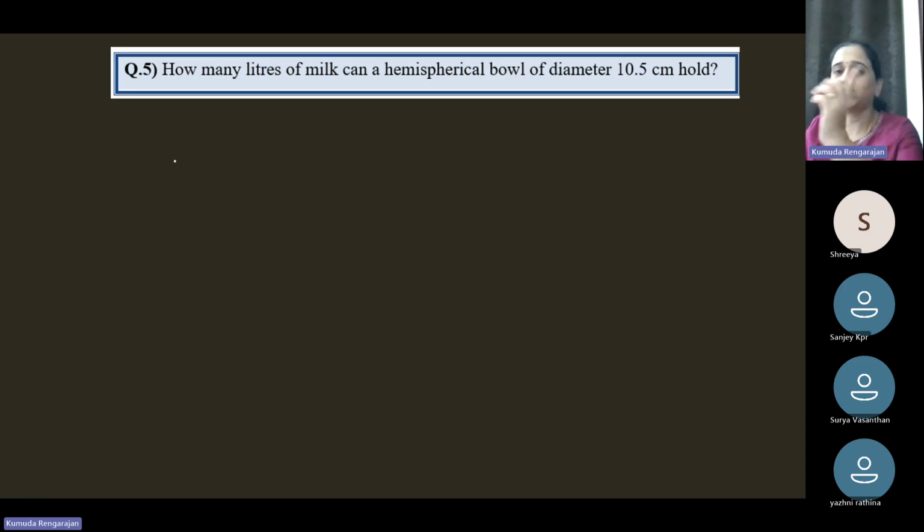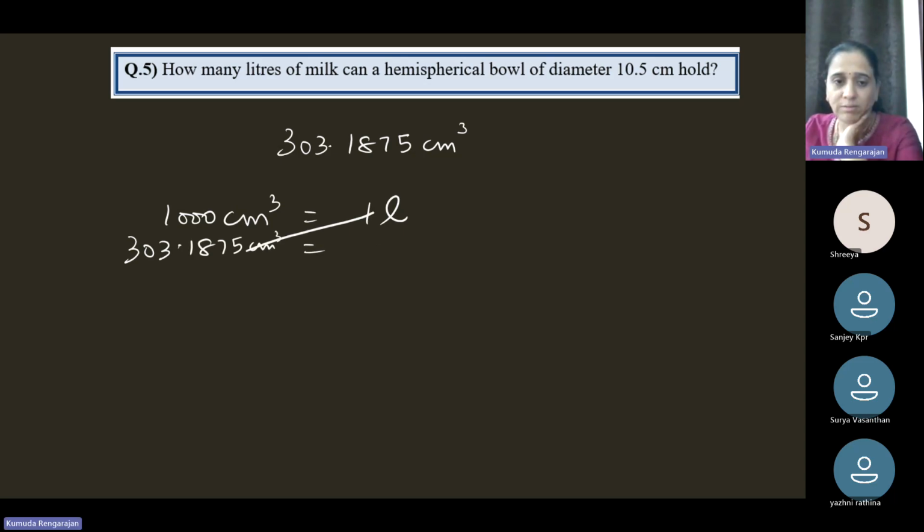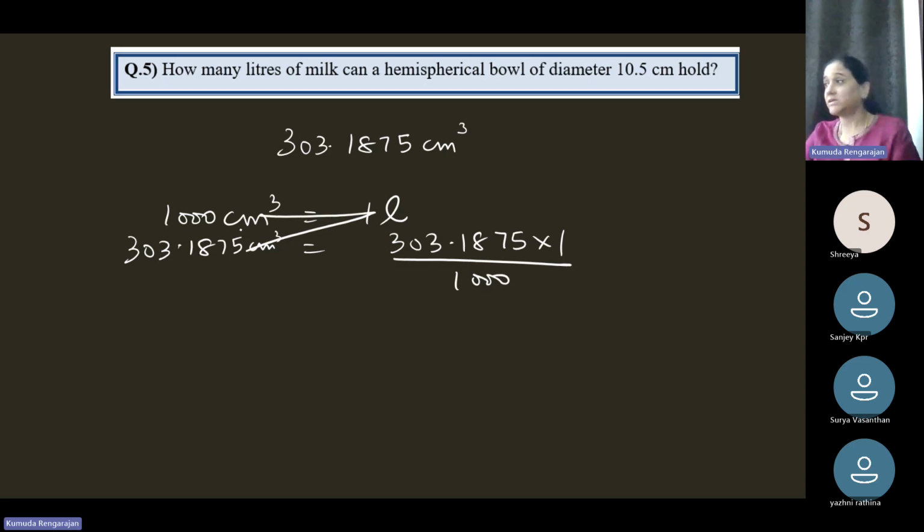So what did I say? When you find the volume of the hemispherical bowl, the answer will be 303.1875 centimeter cube. Now what to do with this? Write the conversion rule. 1000 centimeter cube is equal to 1 liter. Then 303.1875 centimeter cube will be, multiply these two, 303.1875 into 1 divided by 1000. So you should write it correctly.